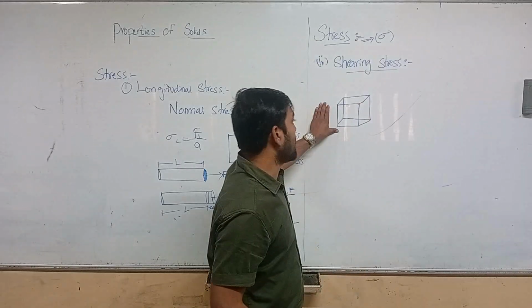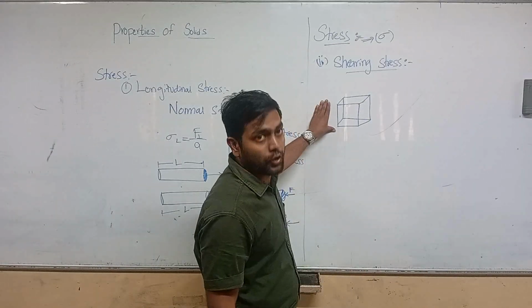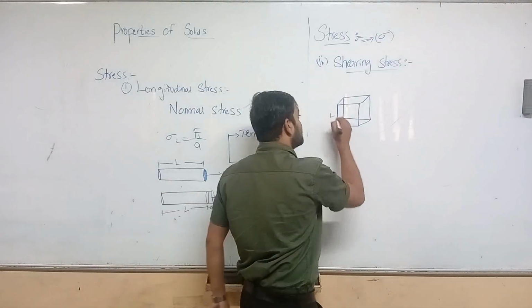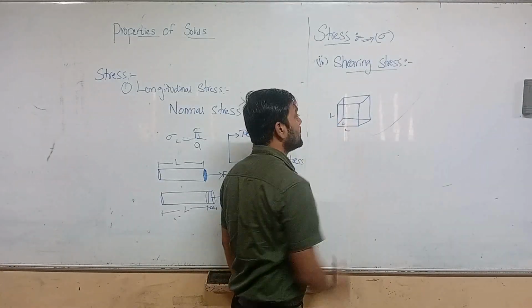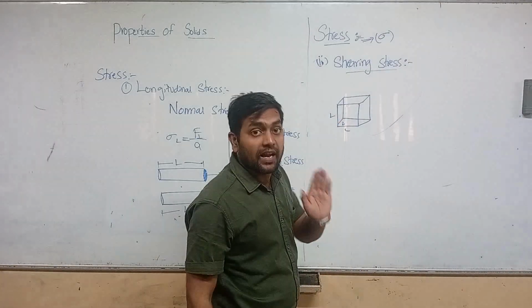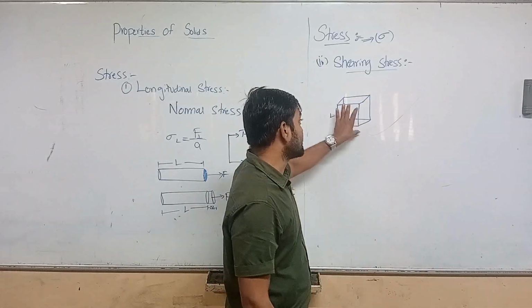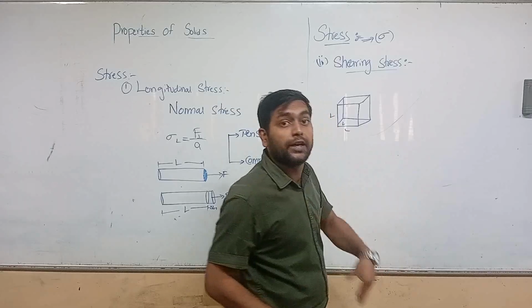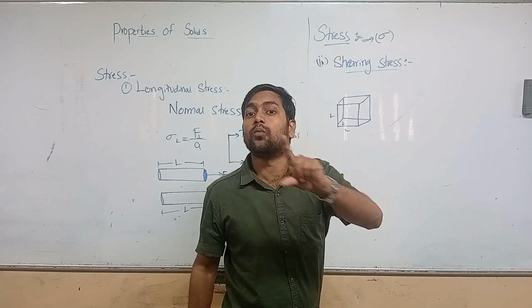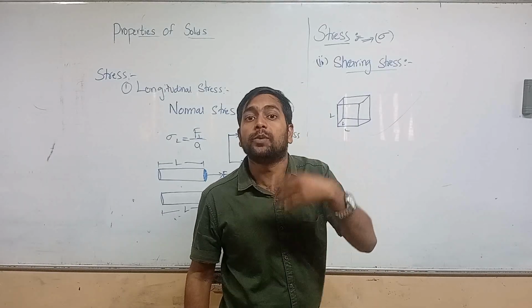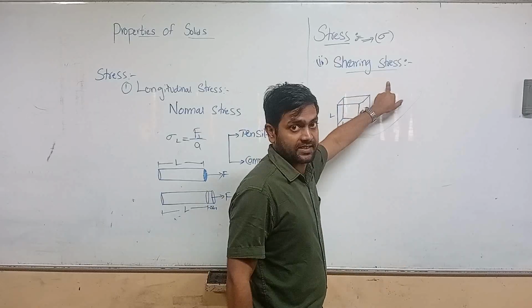Right. So here what happened? Here we have just taken a cube having the length L. So I would like to apply a deformation force tangentially to this object. Then the object is going to change its shape, but not volume. The volume is not going to be changed in the shearing stress.